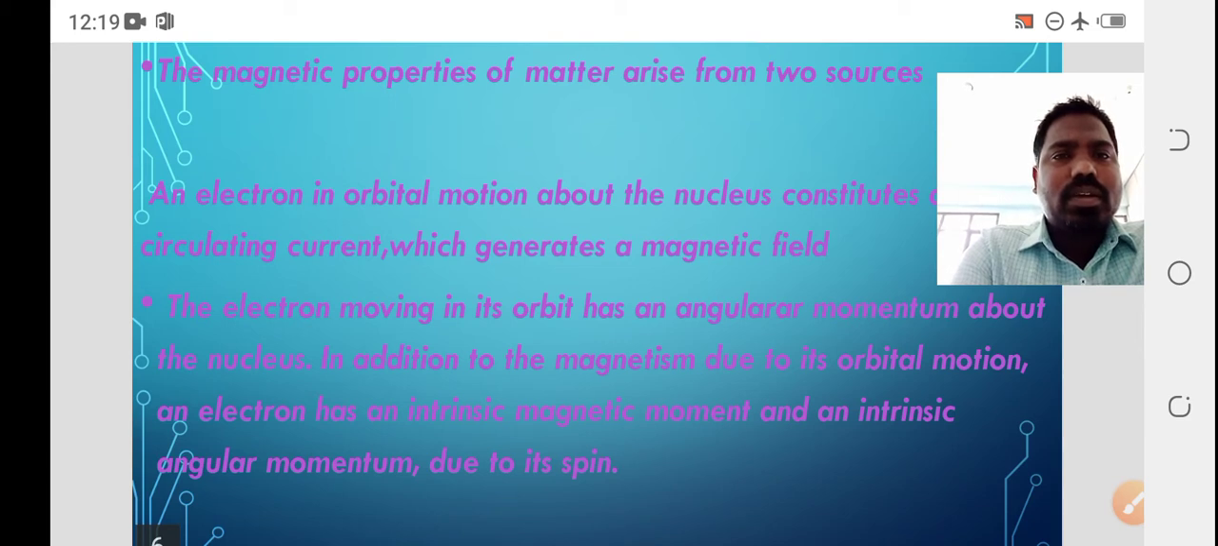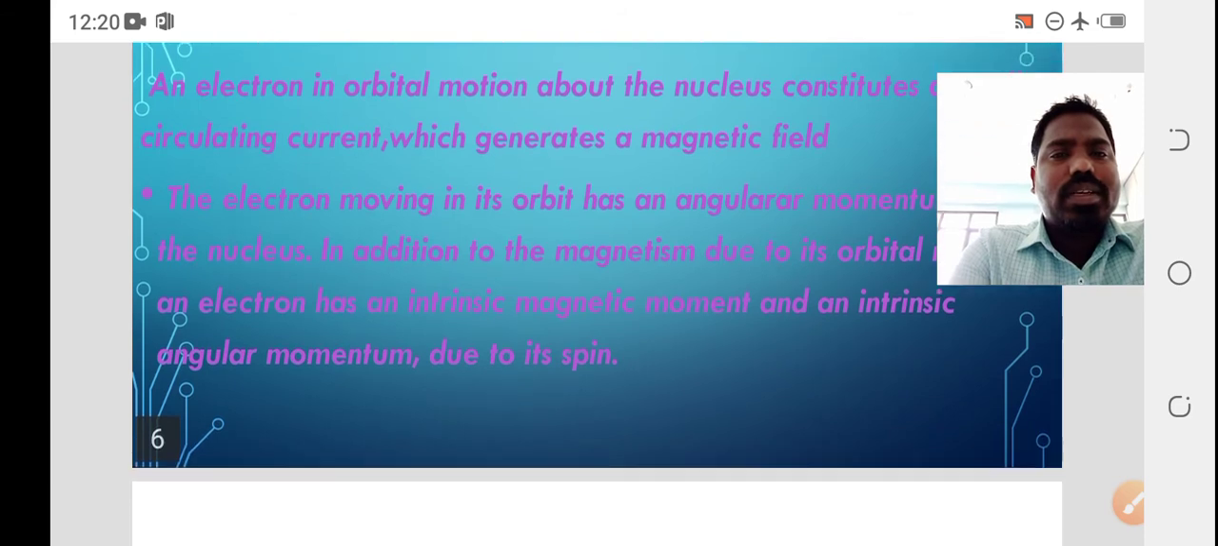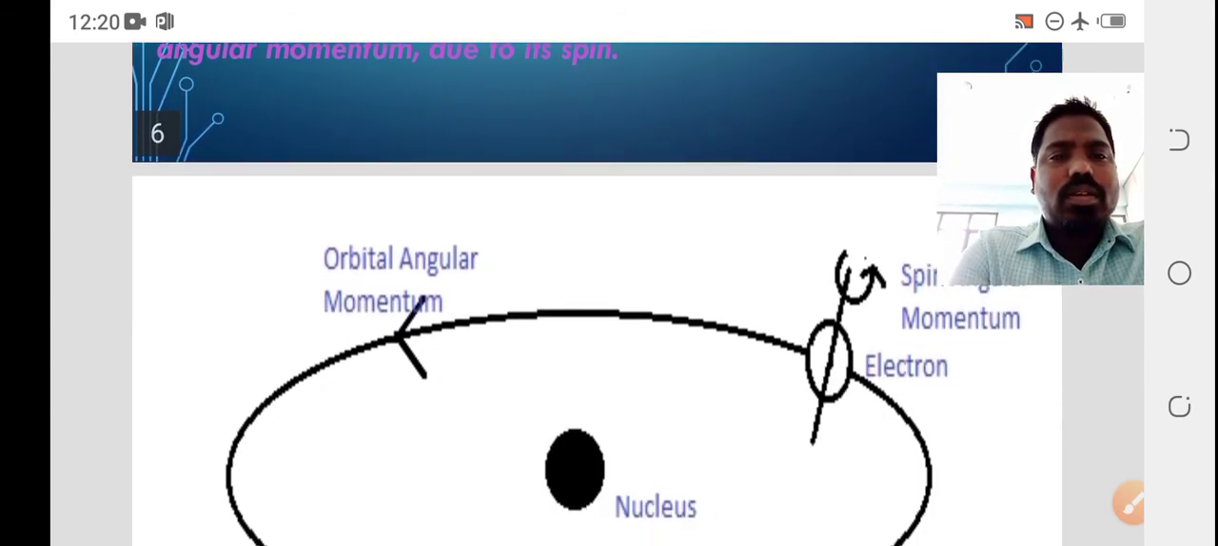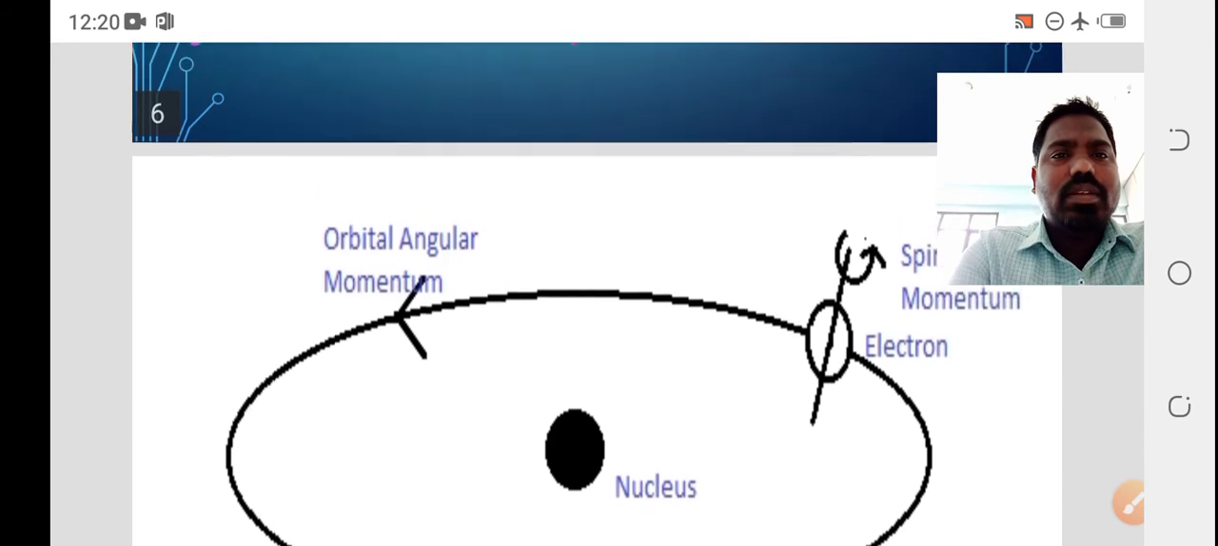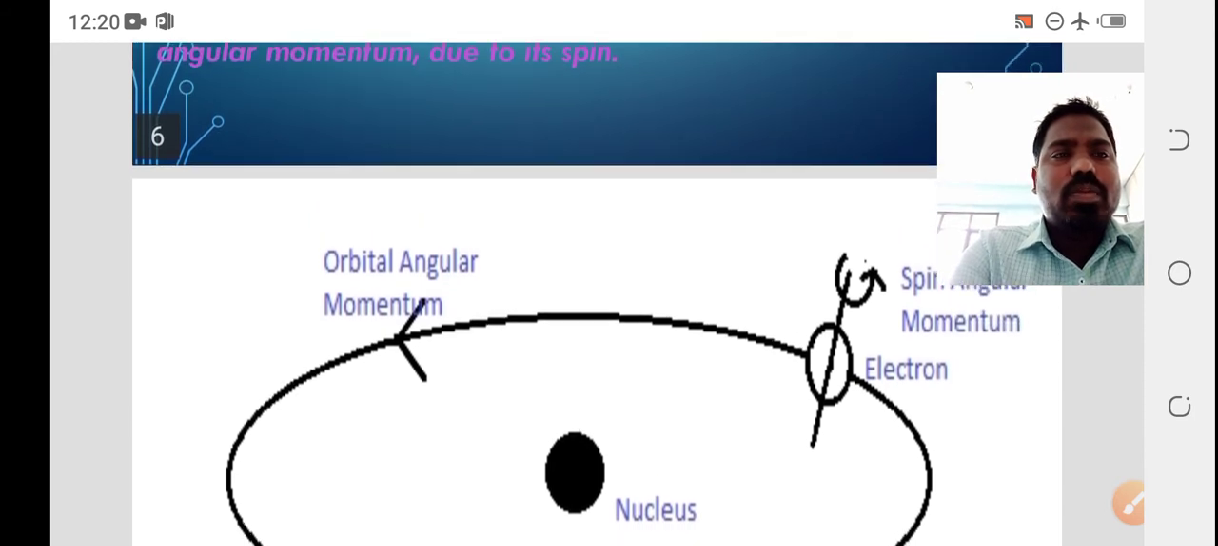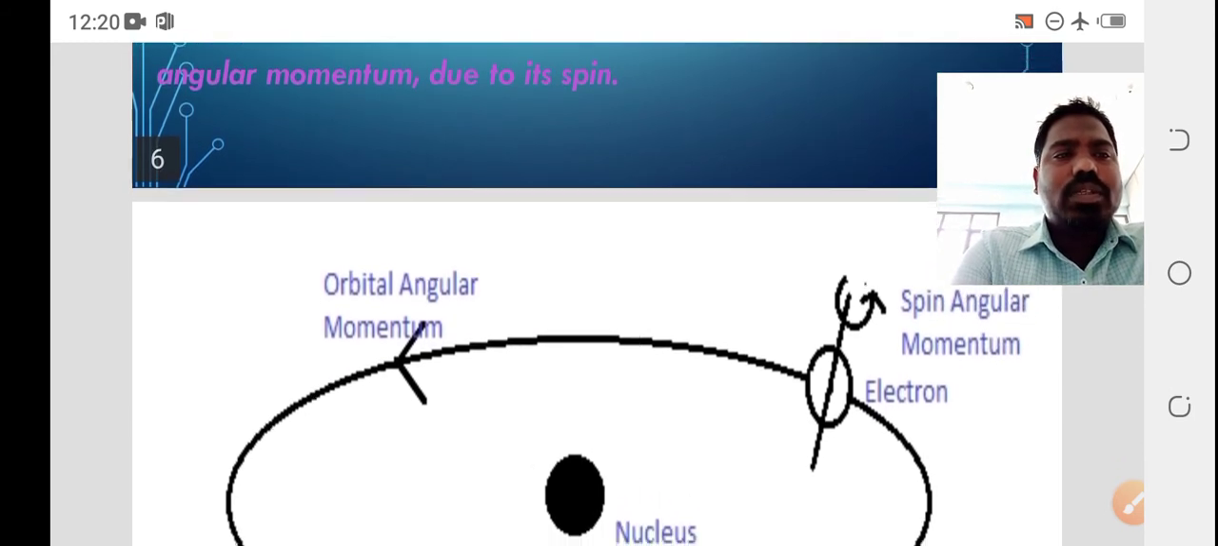In a similar way, it is also possessing an intrinsic magnetic moment and intrinsic angular momentum. Intrinsic means pure status. Due to its spinning nature, it is generating an intrinsic magnetic moment and intrinsic angular momentum. So this is about the spinning nature of the electron: orbital angular momentum and spin angular momentum of the electron.